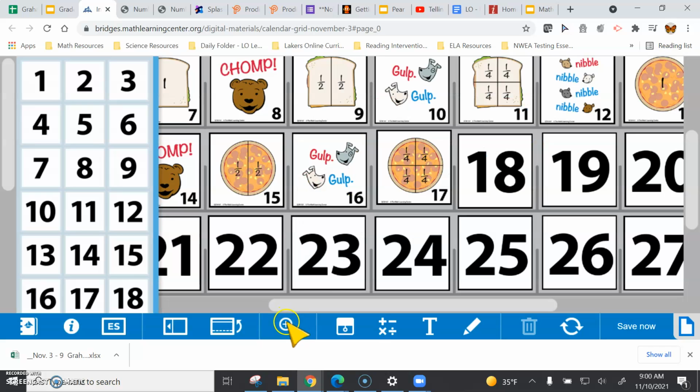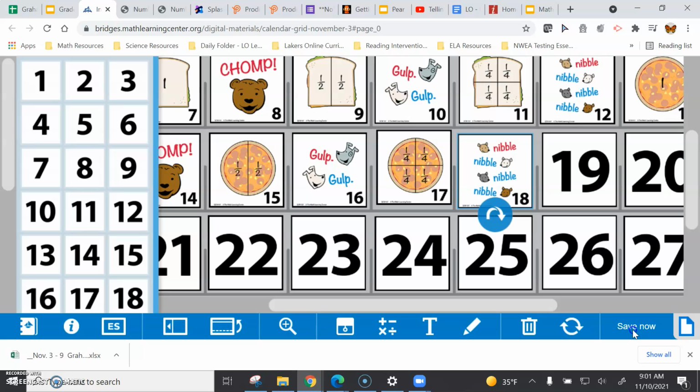We've been seeing some really interesting things. We've had cookies, we've had sandwiches, we've had pizzas that have all been cut up into parts. Yesterday we had one pizza cut up into 4 equal parts. What do you think will be on today's card? Let's find out.